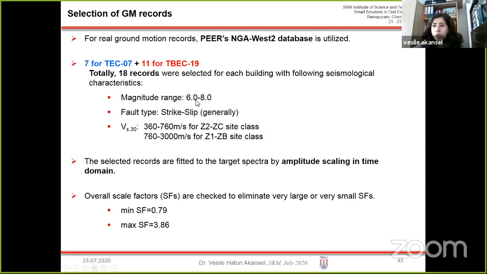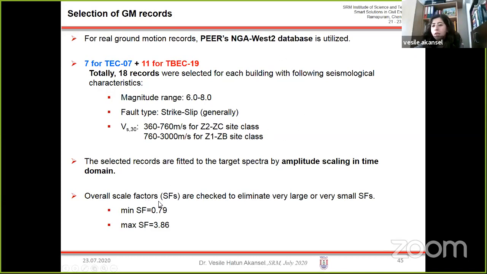The magnitude range was 6 to 8, and the fault type was generally strike slip, but sometimes it's hard to catch suitable data. Therefore, in those cases, we extended the strike slip fault mechanisms to include normal or reverse faulting, because we have a limited number of recorded ground motions in the database. So the selected records are fitted to the target spectra by amplitude scaling in the time domain. This is done according to the Turkish earthquake code.